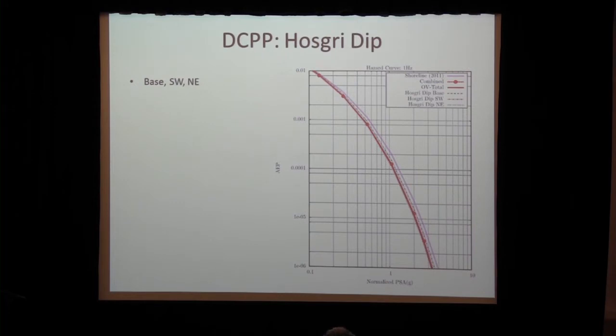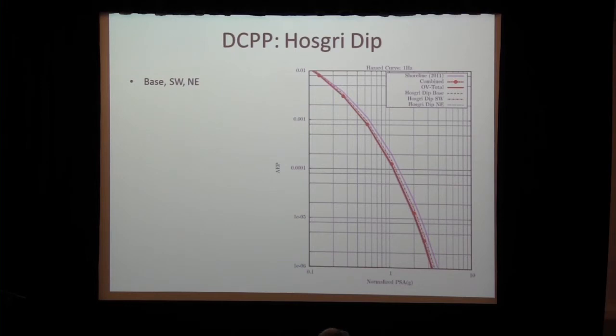If we now look at the Hosgri dip, what you can see here is, again, I've got the top 3 being the same as before, but you've got a base dip. You've got two different, I'm calling it a Hosgri dip southwest and northeast, because as Steve had shown, the dip of the Hosgri is dependent on the tectonic model, or the tectonic model changes the Hosgri dip. And so those are the differences between the three.